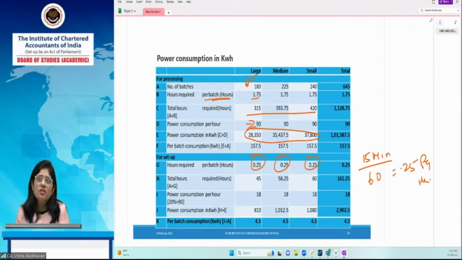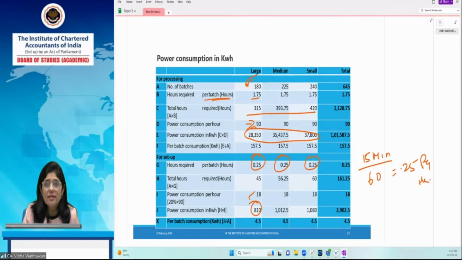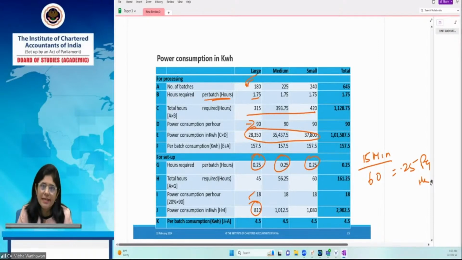पावर कंजम्पशन 20% ऑफ 90 है तो 18 पर आवर पावर कंजम्पशन है. तो द टोटल पावर कंजम्पशन विल बी 810. सेटअप में इतना पावर का कंजम्पशन लगेगा. क्लियर? सेटअप में इतना लगेगा और प्रॉपर मशीनिंग में 28,350 का आपका पावर कंजम्पशन लगेगा. यू कैन कन्वर्ट इट इनटू पर बैच आल्सो, बट दीज आर द टोटल. क्लियर? एंड द रेट पर आवर इज गिवन.